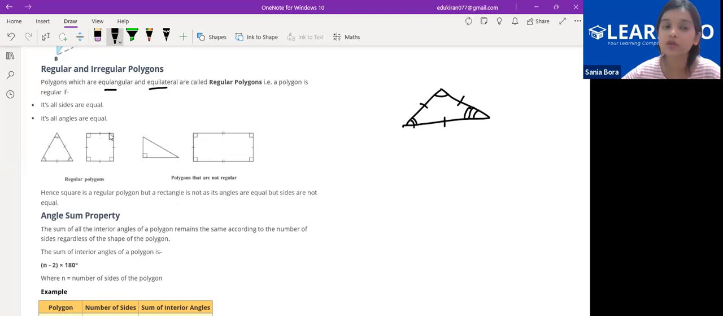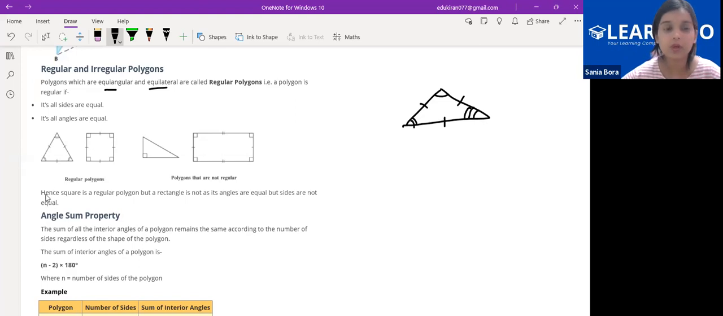Similarly, for square also you can see all the 4 angles are equal, as well as the lines. All the 4 sides are equal, right? So that means regular polygon includes these two. Clear? Regular polygons are those polygons which have all the sides equal and all the angles equal. Or you can say the polygons which are equiangular and equilateral are called regular polygons. Clear?